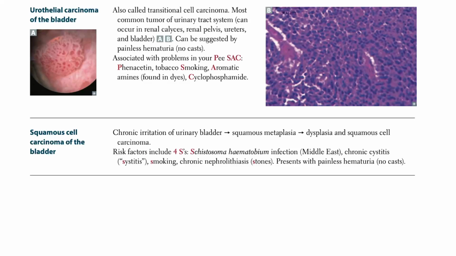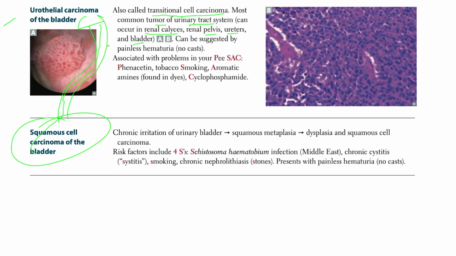Okay, let's talk about urothelial carcinoma of the bladder, also called transitional cell carcinoma. It is the most common tumor of the urinary tract system and can occur in the renal calyces, the pelvis, the ureter, and the bladder. So coming from the calyces, the pelvis, the ureter itself, and the bladder. All along, it can arise from anywhere.